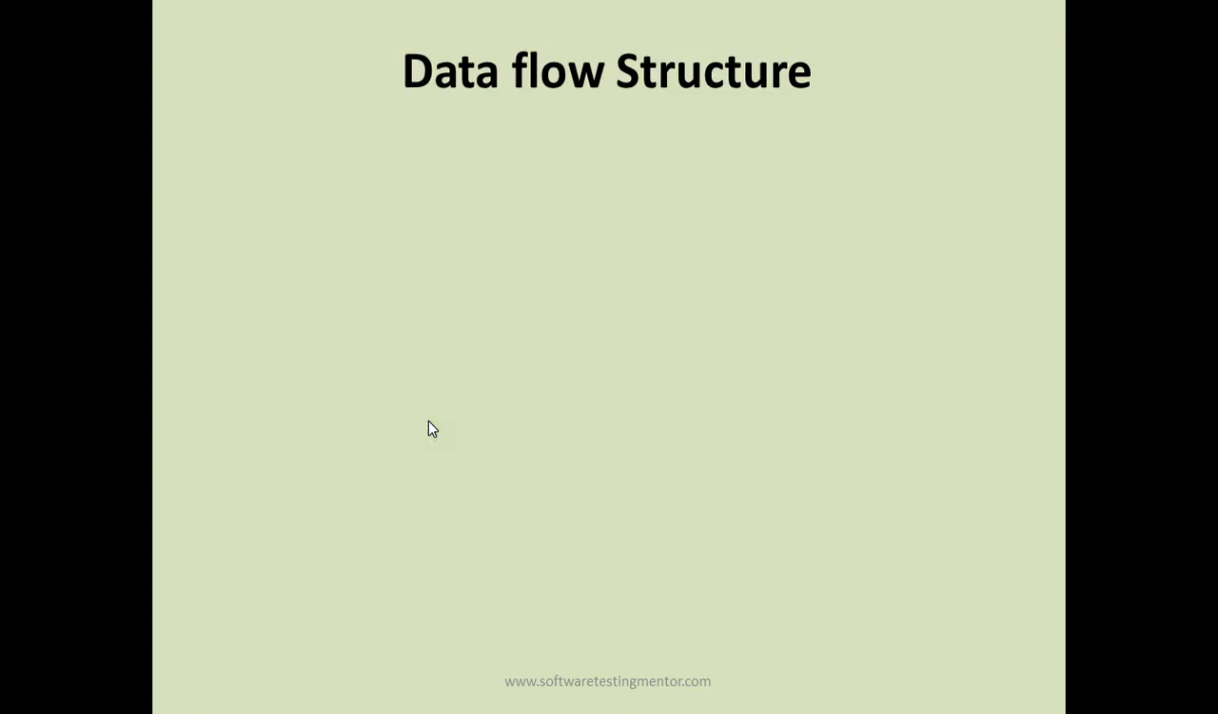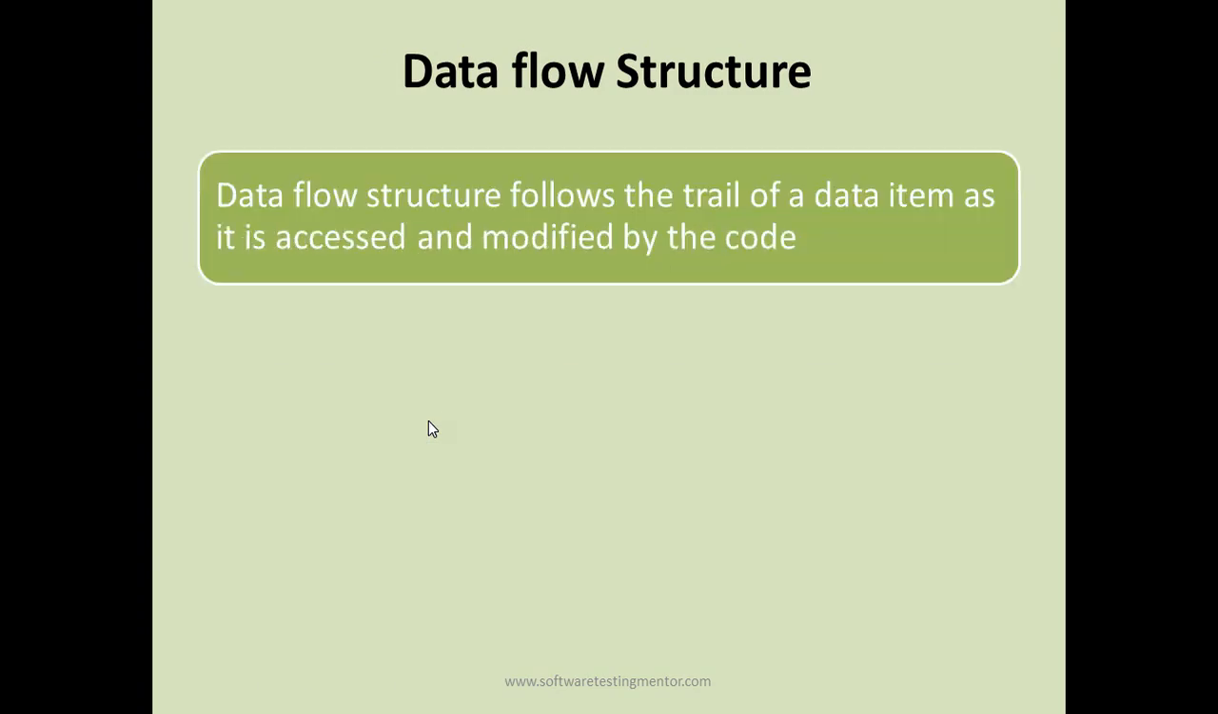Then data flow structure. So what is data flow? A data flow structure follows the trail of a data item as it is accessed and modified by the code. So like in control flow, you were just following how the code is flowing while you are doing some test on the code. And the main purpose of it was to find any dead code, any code that is not being exercised by the test you are doing.